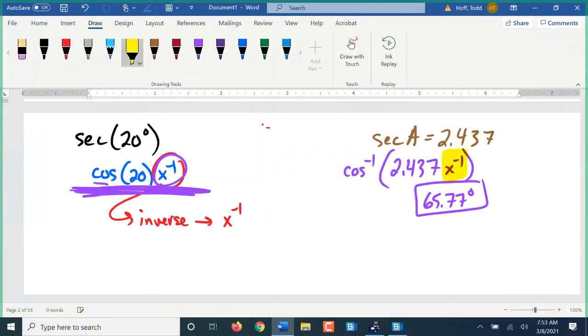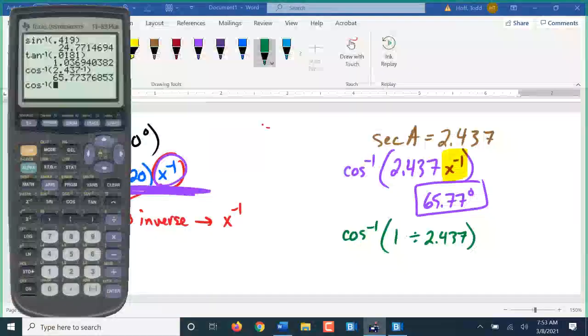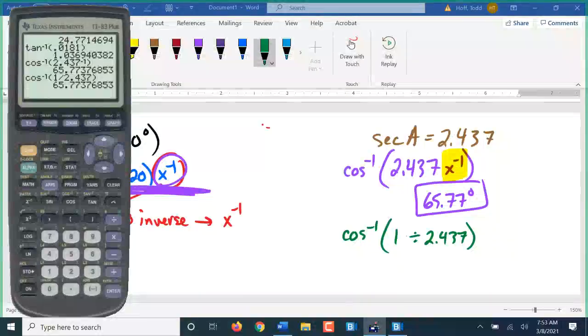That is why I use that x negative 1 key instead of doing 1 divided by cosine, because it's a lot easier to use that key as we're going the other direction. We could have done inverse cosine of 1 divided by 2.437. It gives us the exact same answer. Second cosine, 1 divided by 2.437. It's the same answer. It's just kind of tedious to have to remember to do that 1 divided by first.